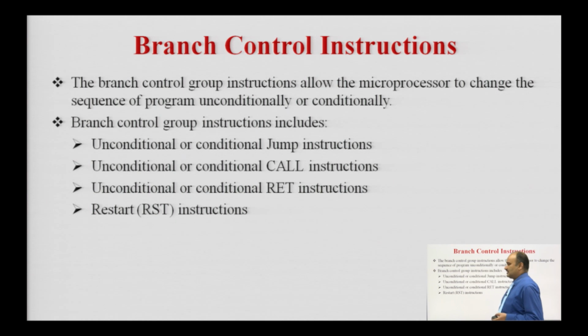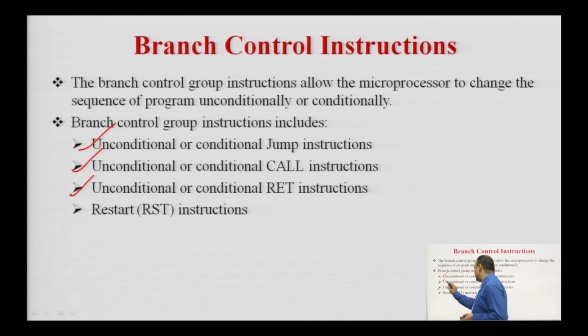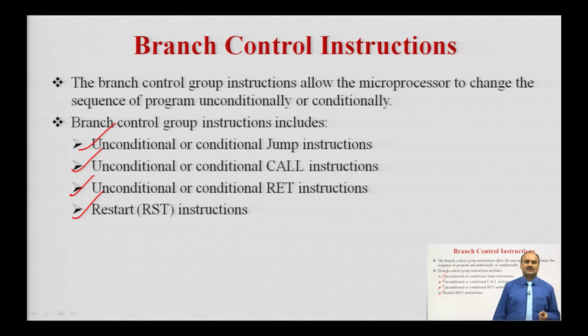When the processor executes a branch control group instruction, it will change the sequence of the program, or the processor will transfer the control from the current memory location to the memory location which is specified with the instruction, conditionally or unconditionally. Accordingly, the branch control group includes unconditional or conditional jump instructions, unconditional or conditional call instructions, unconditional or conditional RET or return instructions, and restart instructions.